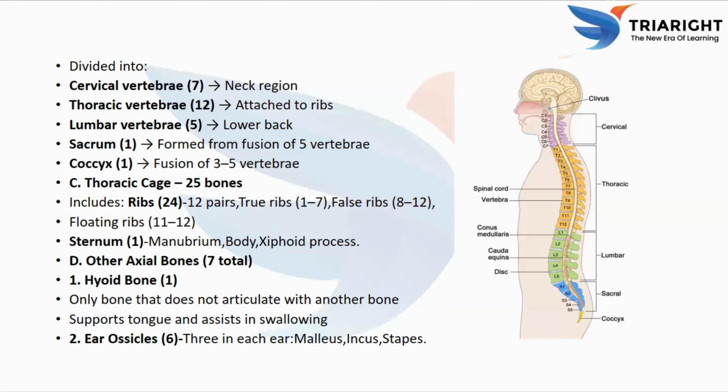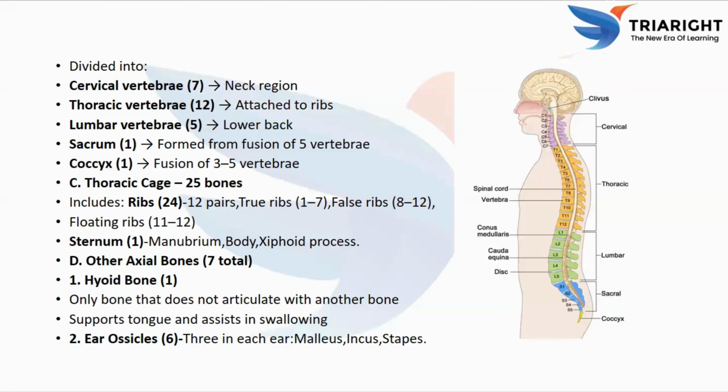The true ribs are numbers 1 to 7. These true ribs are directly attached to the sternum, whereas the false ribs, 8 to 12, have an indirect connection or no direct connection with the sternum. Coming to floating ribs, numbers 11 to 12, they do not connect to the sternum at all.